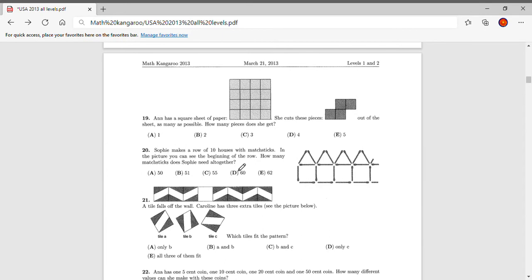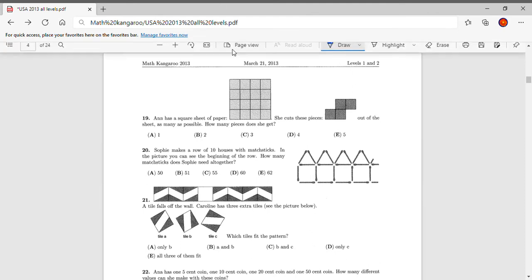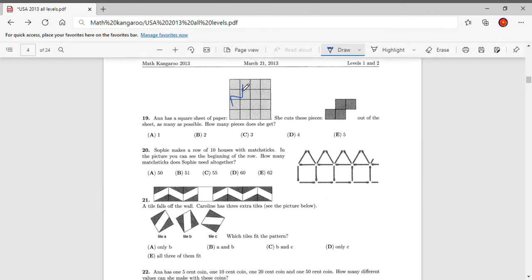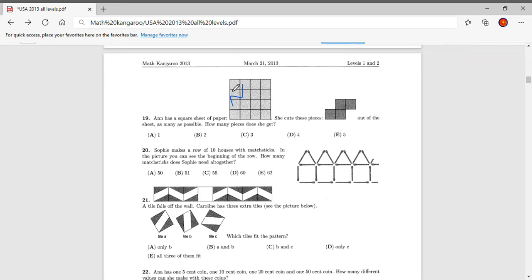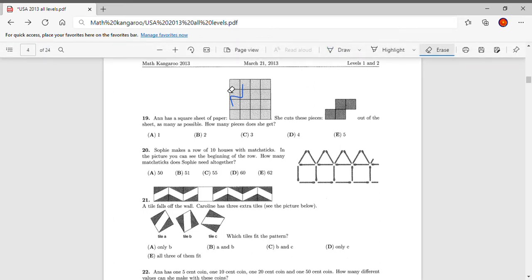Number 19. Anne has a square sheet of paper. She cuts these pieces out of the sheet, as many as possible. How many pieces does she get? So we can try this, and we realize that a corner is cut off. So we don't want to do that, or else we won't get the largest. So let's try this. Then we can do this. Then we realize these two won't be used. So whatever we try, we're going to get some squares cut off.